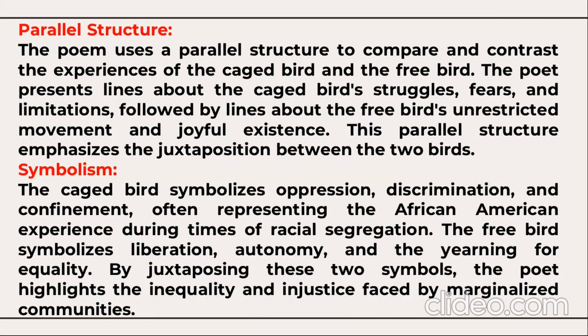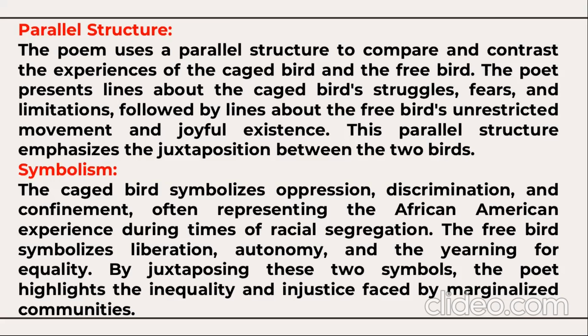Now, as far as the parallel structure is concerned, the poem uses a parallel structure to compare and contrast the experience of the caged bird and the free bird. The poet presents lines about the caged bird's struggles, fears, and limitations, followed by lines about the free bird's unrestricted movement and joyful existence. This parallel structure emphasizes the juxtaposition between these two birds.